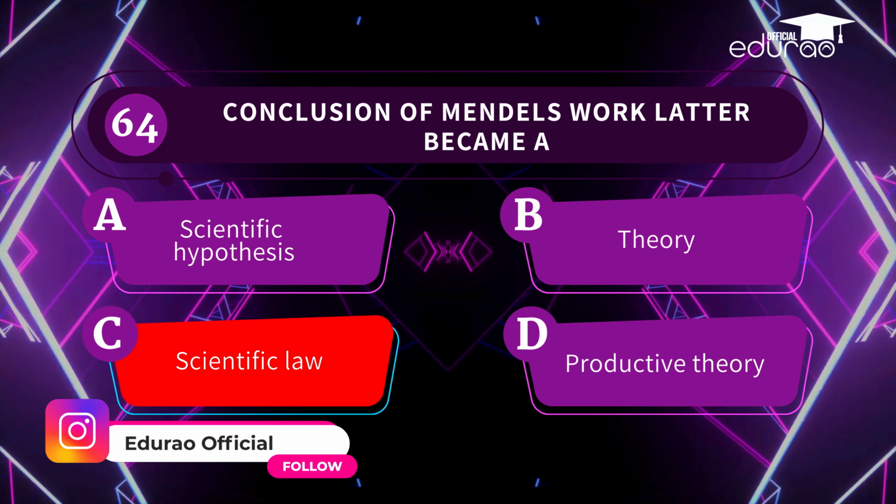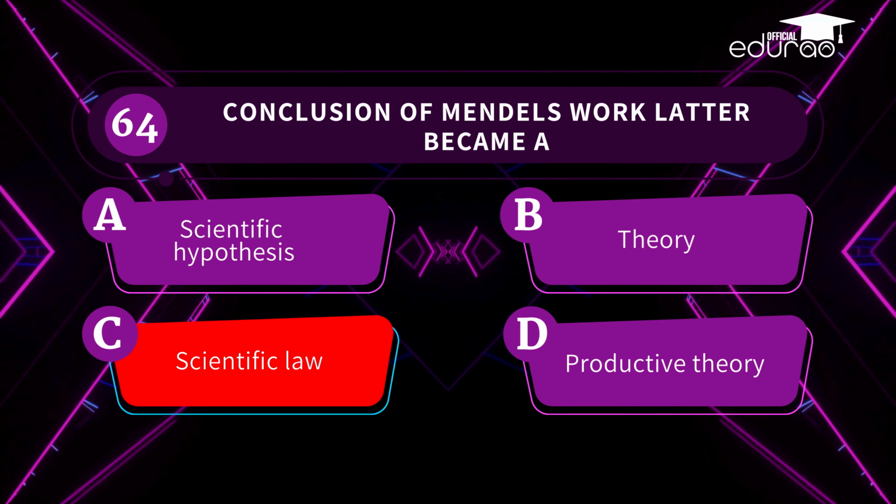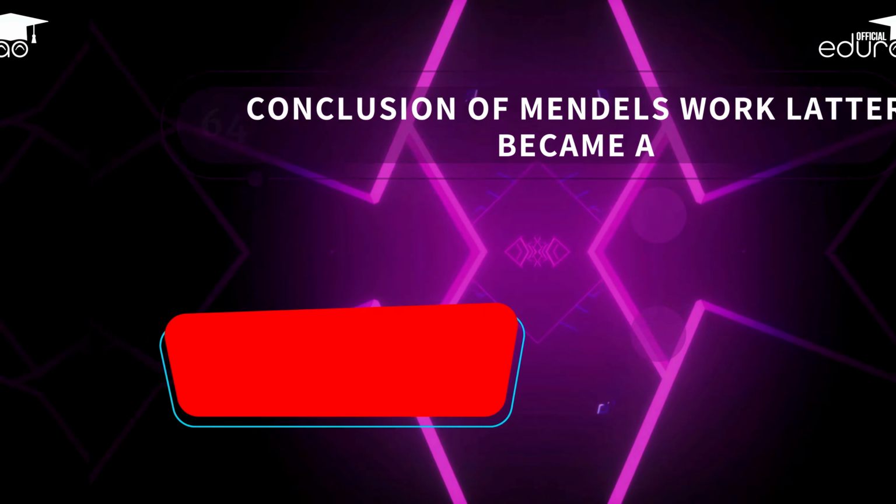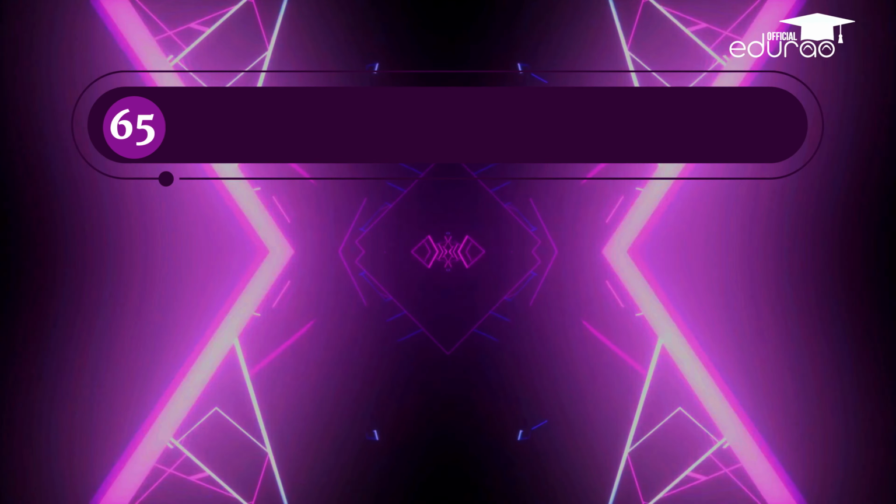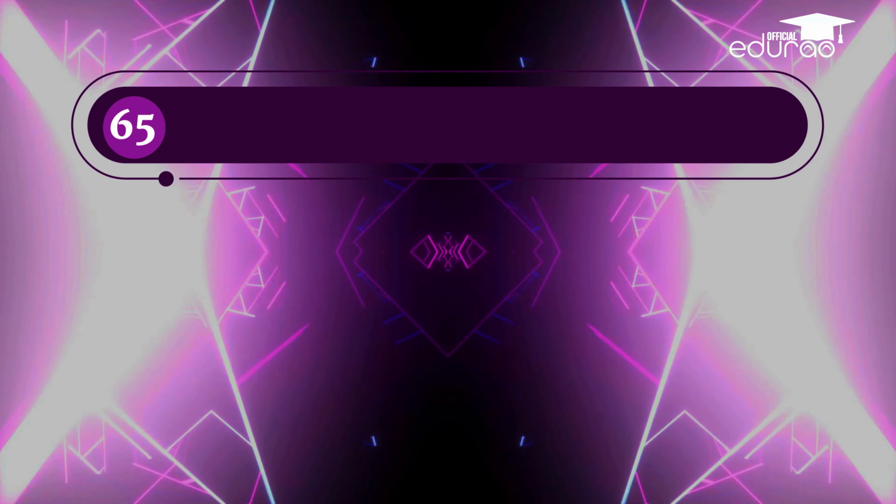You're absolutely correct. The correct answer is scientific law. Question 65. Starch is converted into maltose by A. Diastase. B. Invertase. C. Maltase. D. Amylase.